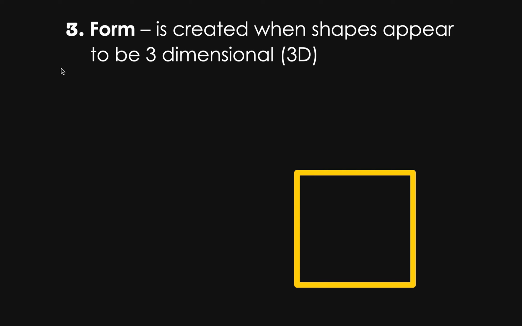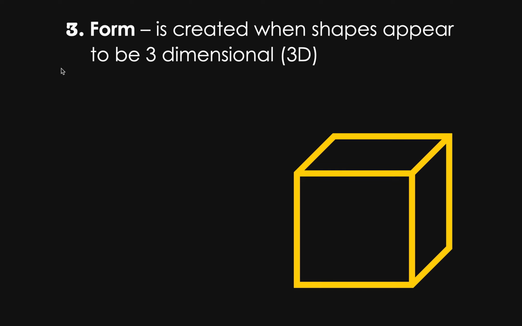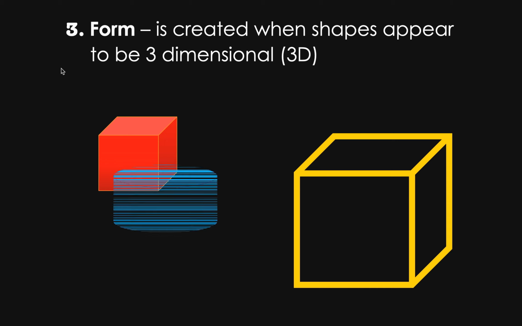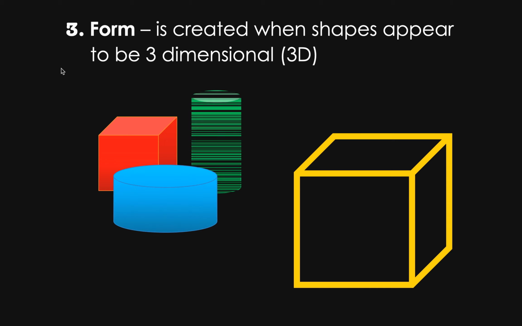Our third element is form. And form is created when a shape appears to be 3-dimensional. So here we have a square, but what we can do is extend it and make it appear as a cube. So when shapes get this added dimension of depth, they transform into forms. So instead of having a square, we now have a cube, or a circle becomes a sphere, or we even have a cylinder.